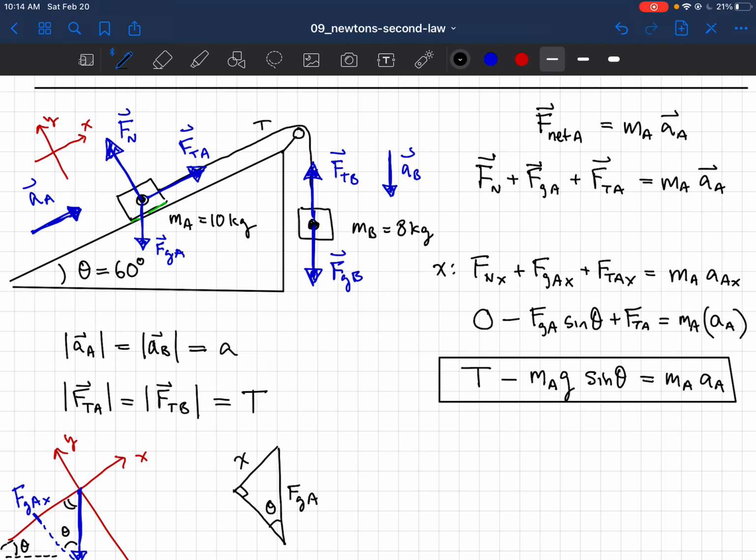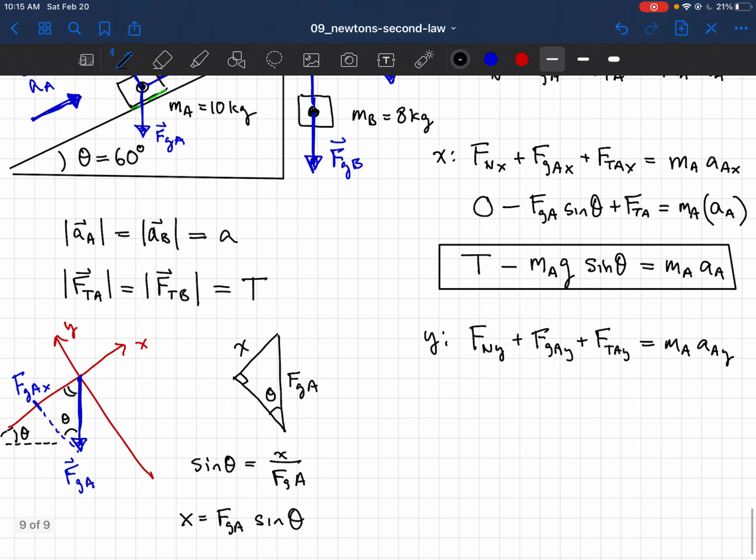Okay, we're definitely not done yet. We have lots of unknowns, the acceleration, the tension, so we need to keep going, and we'll keep going by doing the y equation. So the y equation for the same vector equation is, don't think, just write F_NAy plus F_GAy plus F_TAy is equal to m_A a_Ay.